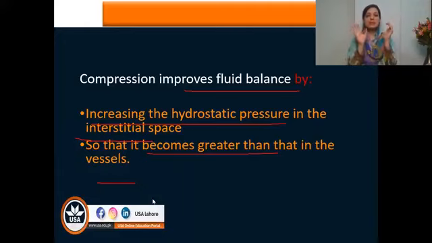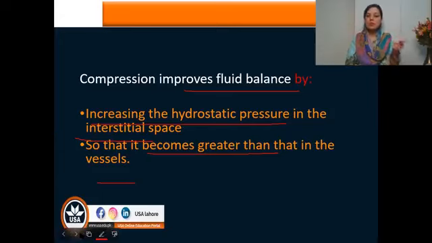I am just taking this example. This is your external pressure device, and you are going to apply it over this area. When you apply the external pressure, it is going to increase the hydrostatic pressure. Whenever there is higher hydrostatic pressure, the fluid tends to move from the higher to the lower area. So when I have high hydrostatic pressure external to the vessel, the fluid will not come out, it will rather move towards the vessel. In this way, we will improve the fluid balance.